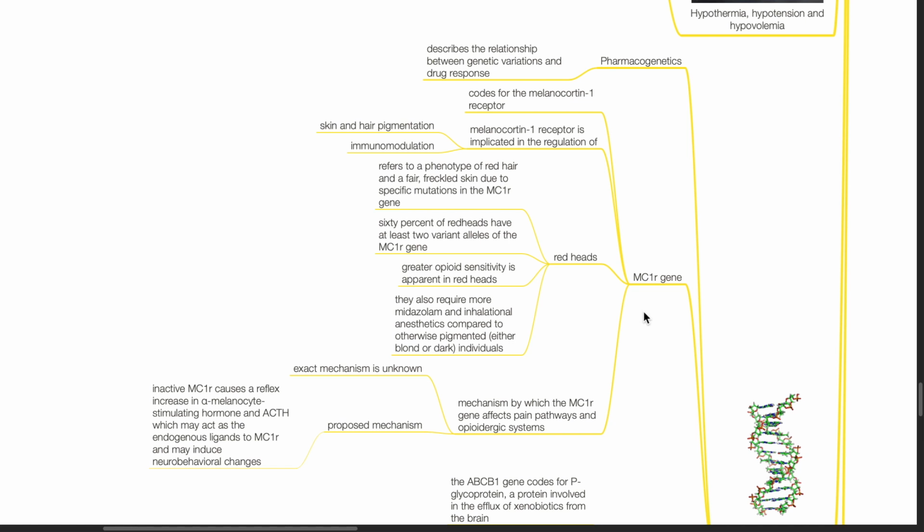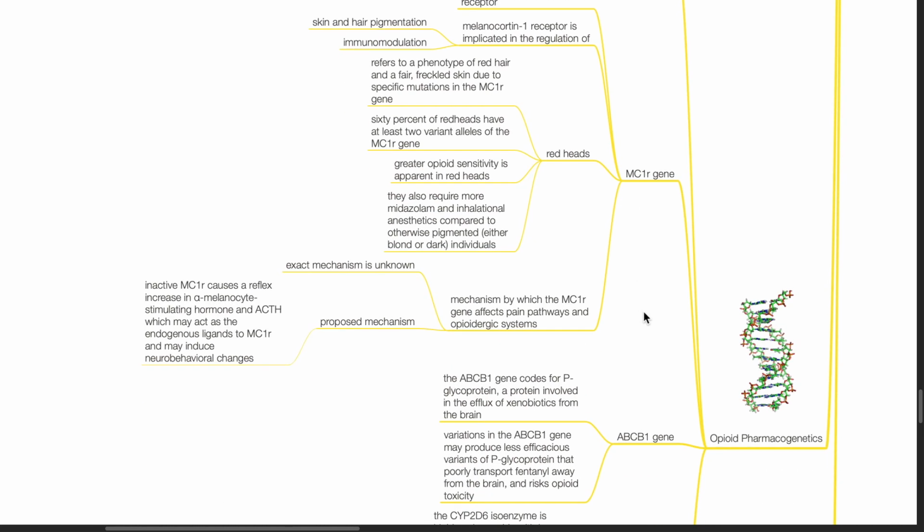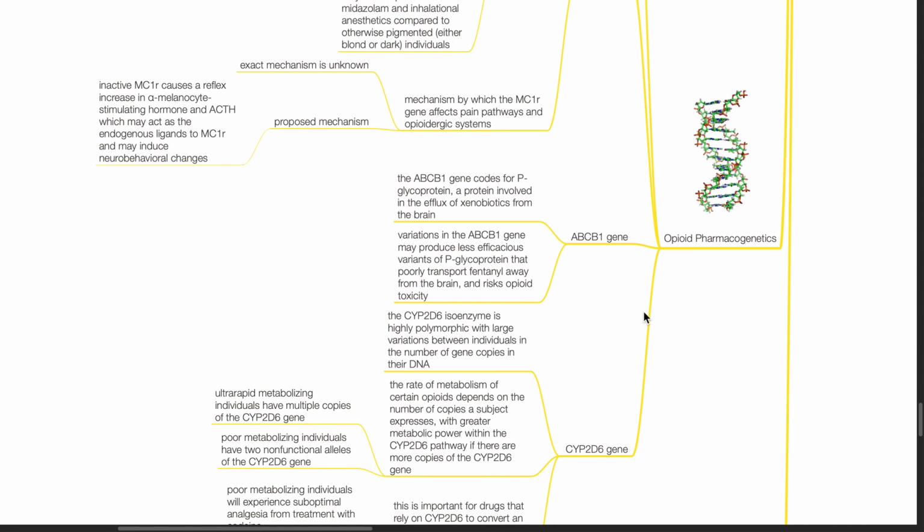Mechanisms whereby the MC1R gene affects pain pathways. The exact mechanism is unknown. Proposed mechanism: inactive MC1R causes a reflex increase in alpha melanocyte stimulating hormone and ACTH, which may act as the endogenous ligands to MC1R and may induce neurobehavioral changes. ABCB1 gene. This gene codes for P-glycoprotein, which is a protein involved in the efflux of xenobiotics from the brain. Variation of this gene may produce less efficacious variants of P-glycoprotein that poorly transport fentanyl away from the brain and risk increased opioid toxicity.